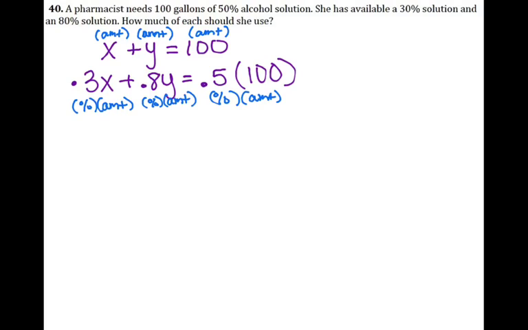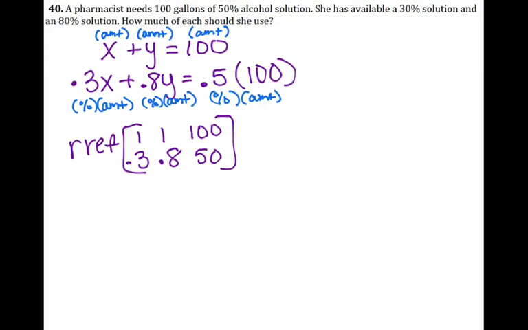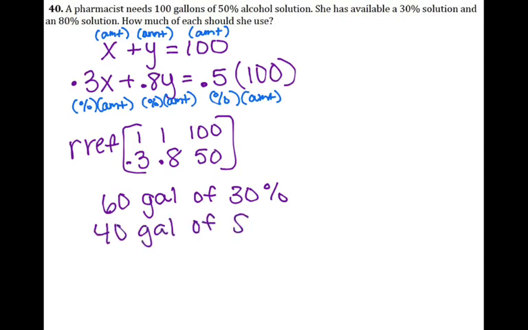So there's your system. So in the calculator, we can do the RREF again. So RREF, and my matrix is 1, 1, 100, 0.3, 0.8, and 0.5 of 100 is 50. I can take that and plug it in, and it ends up being 60 gallons of the 30%. So X ends up being 60, and 40 gallons of the 80%. So Y ends up being 40.